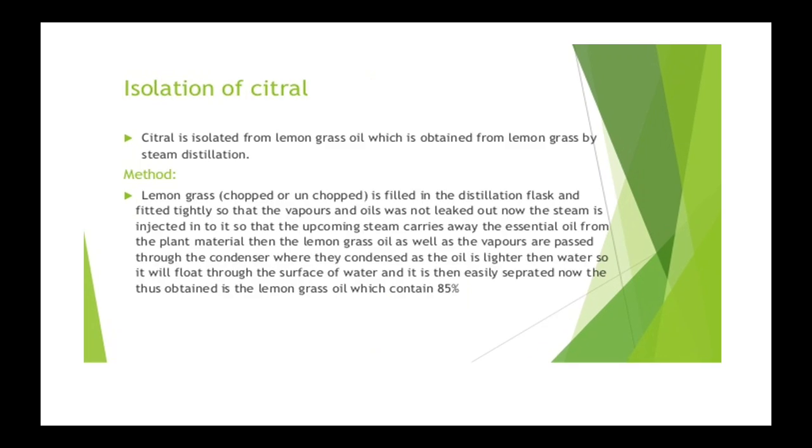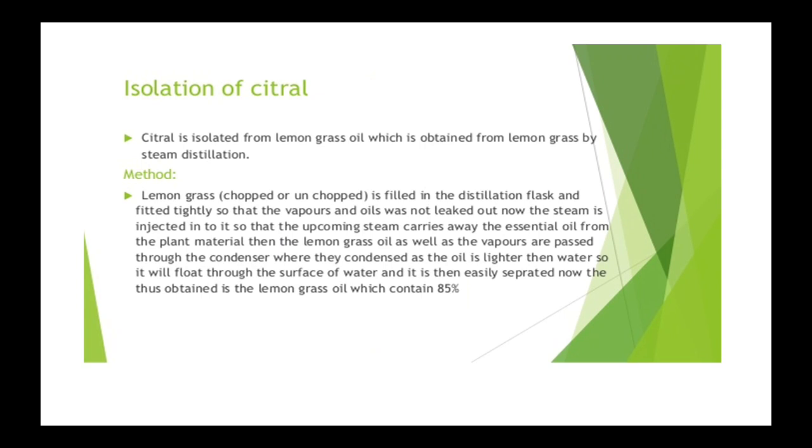The next topic is the isolation of citral. Citral is isolated from lemongrass oil, which is obtained from lemongrass by steam distillation. We know there are four important methods for isolating essential oil, but here we have to use steam distillation. So what is the method?